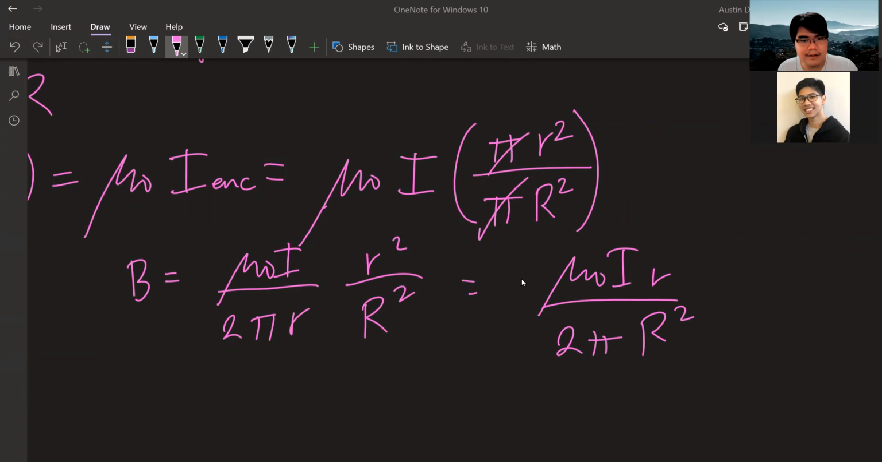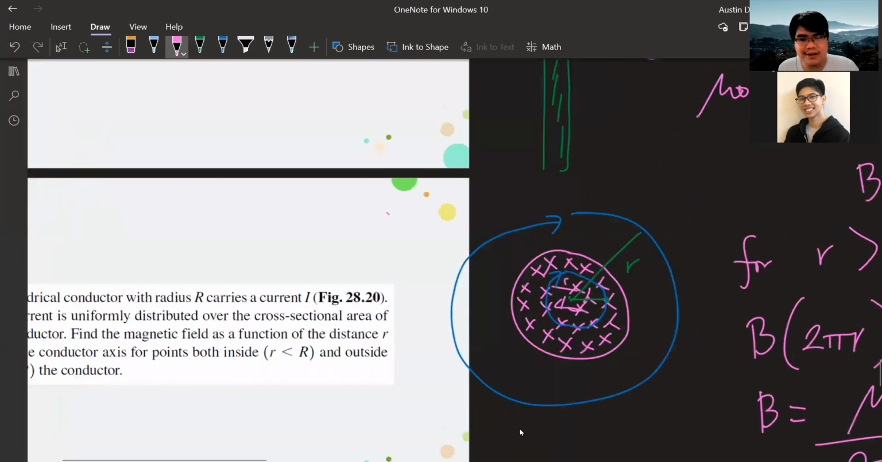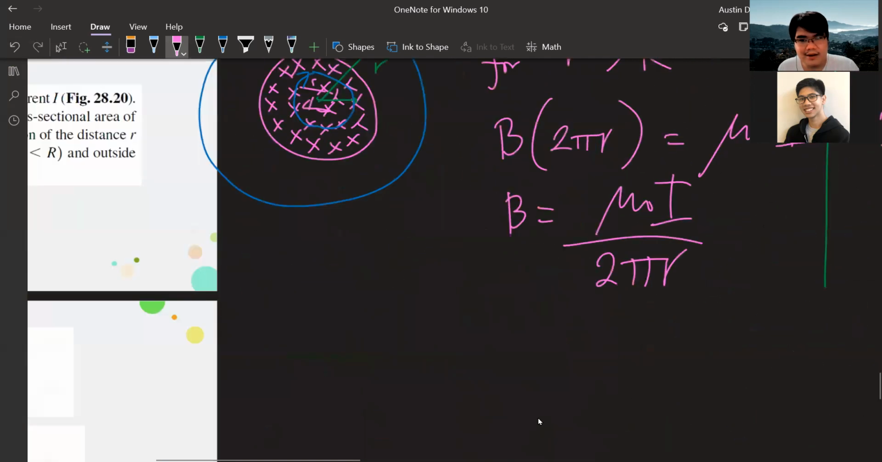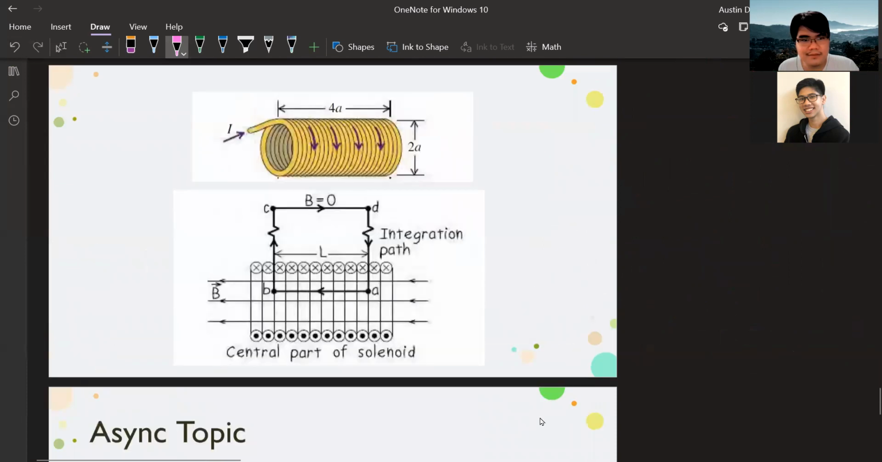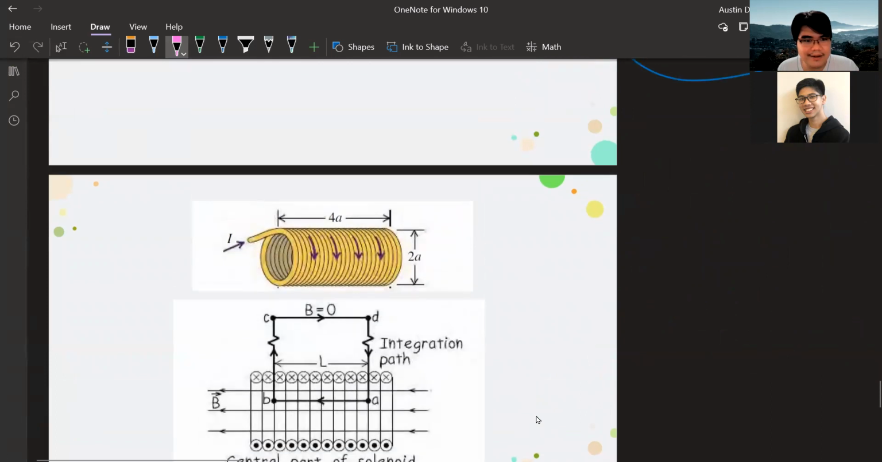Okay. Let me just check if I was doing it correctly. Okay. Correct yung ginawa natin. Alright. So that's for the cylindrical conductor. And then, let's try here something.